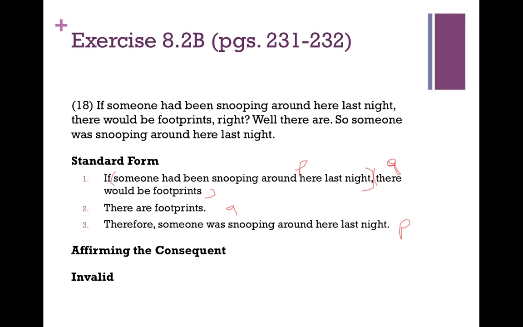So maybe the footprints were left there a while ago, or maybe a serviceman had come by to check the water meter. Who knows why the footprints are there? But the point here is having footprints in your backyard is a necessary condition. If someone's snooping, there have to be footprints, but just because there are footprints doesn't mean that someone was snooping. So this is an invalid argument. Again, it's an instance of affirming the consequent.